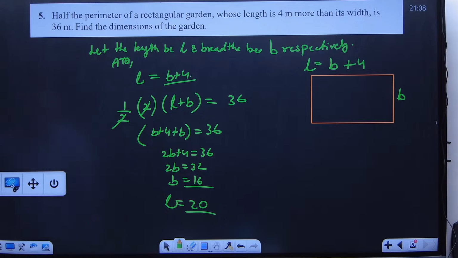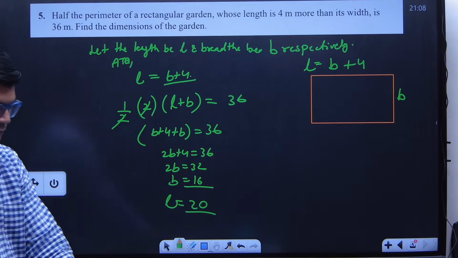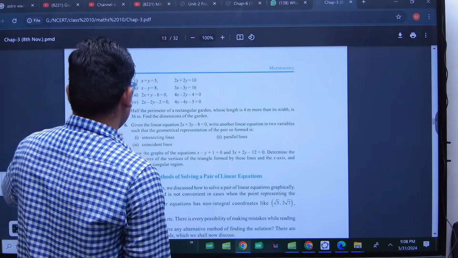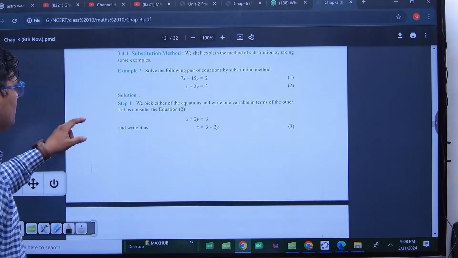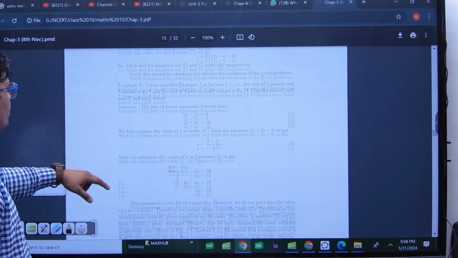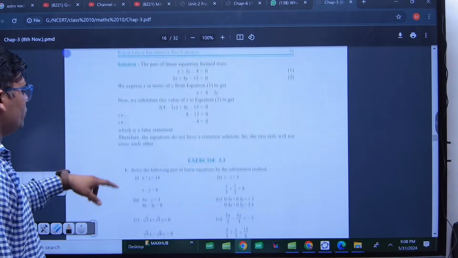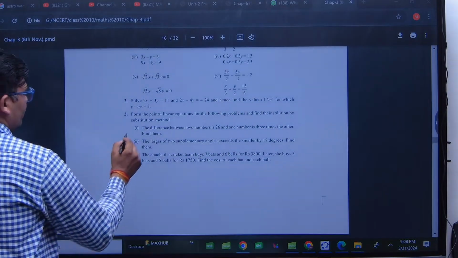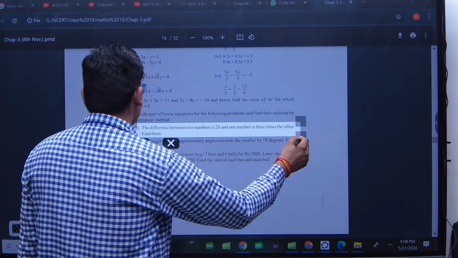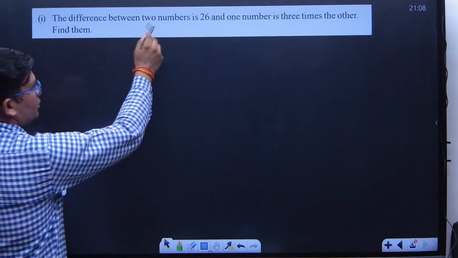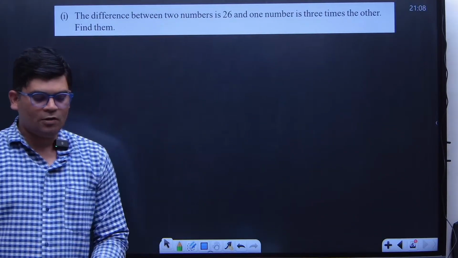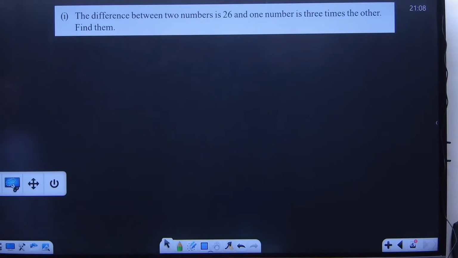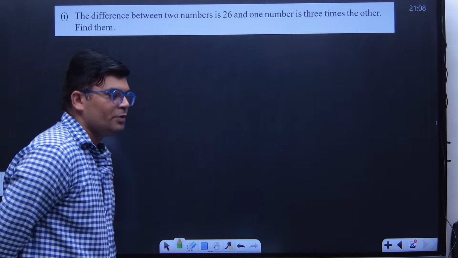Any doubt? No. So we will do some more questions. The questions will be based on this word equation only. The question will be given in word form. You have to convert them into linear equations and let us solve them. So you will tell me now the way how we have to do it. The difference between two numbers is 26. So what do you mean from this?